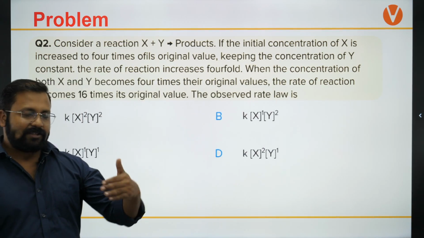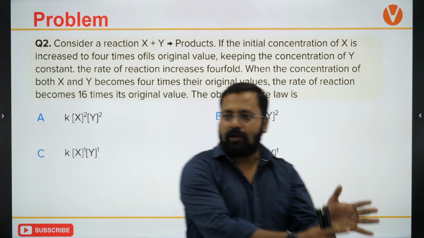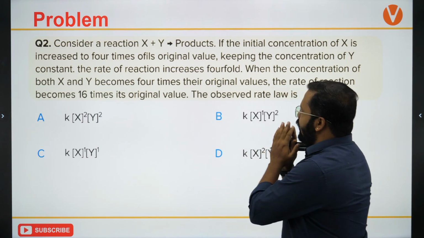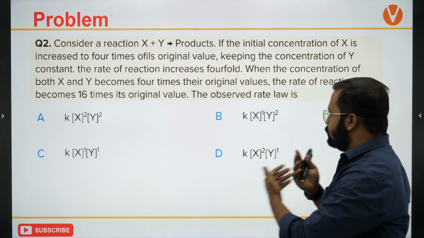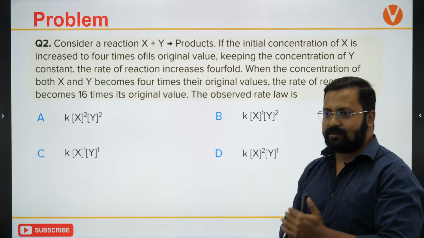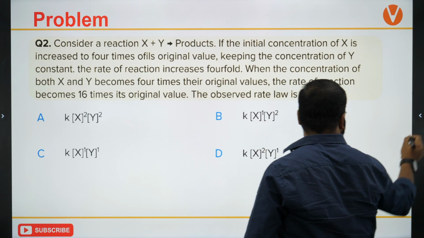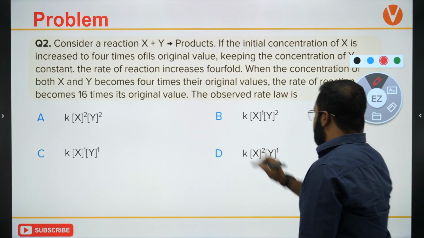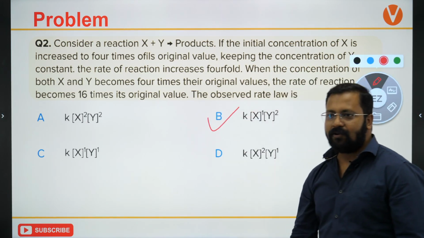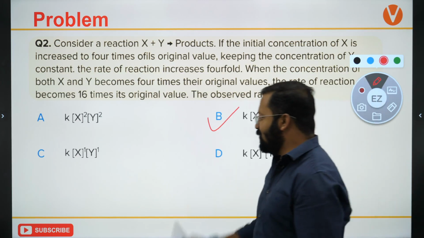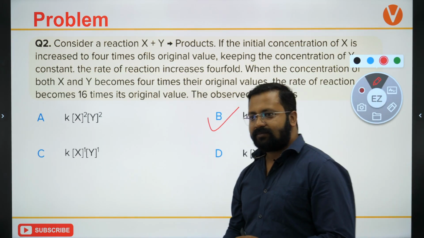So if I increase X 4 times, the rate becomes 4 times. If I increase Y 4 times, the rate becomes 16 times. The answer should be very easy. The answer should be B, without a doubt. Navneet, it should be B. How will it become 1-1?